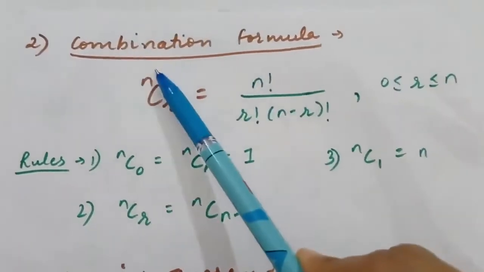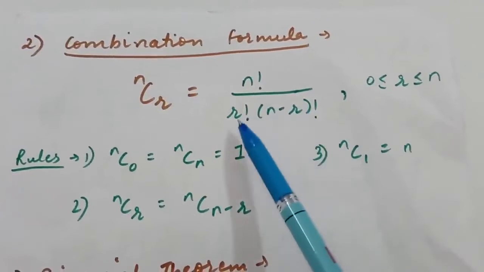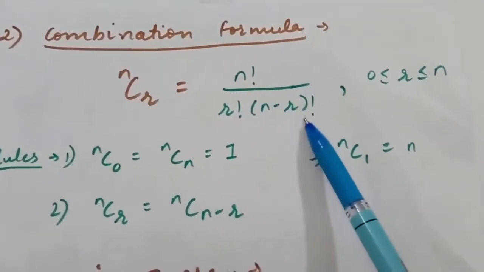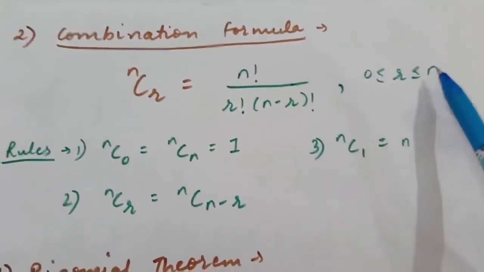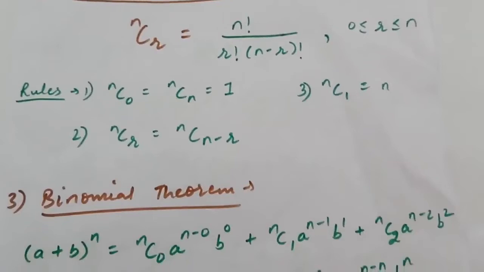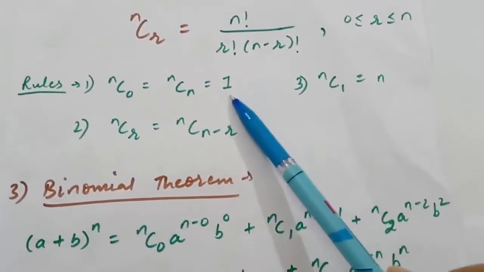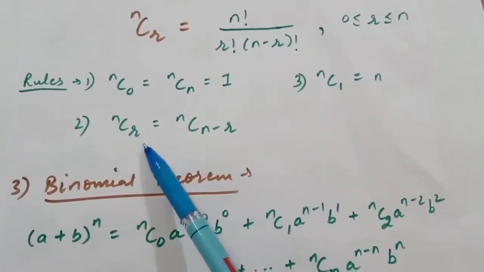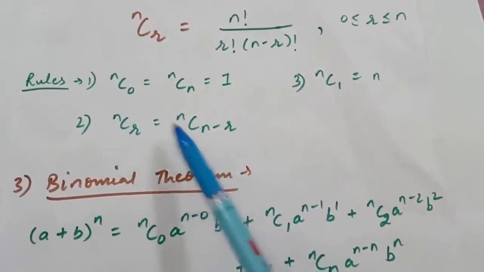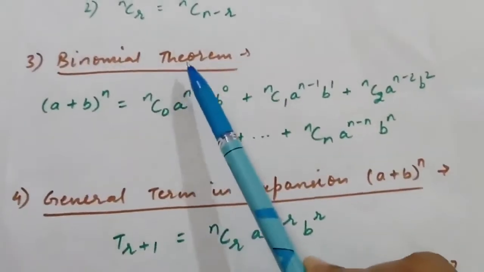Now next is the combination formula. We have studied that nCr is equal to n factorial upon r factorial into (n minus r) factorial, where r goes from 0 to n, right? Also nC0 is equal to nCn, which is always 1. nC1 is n, and nCr is equal to nC(n minus r).